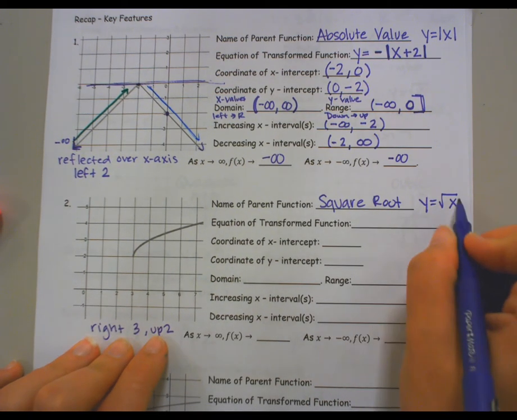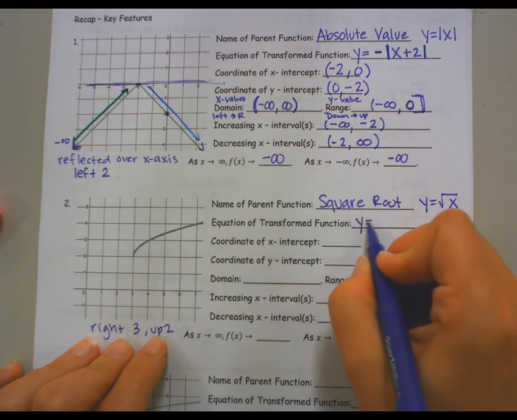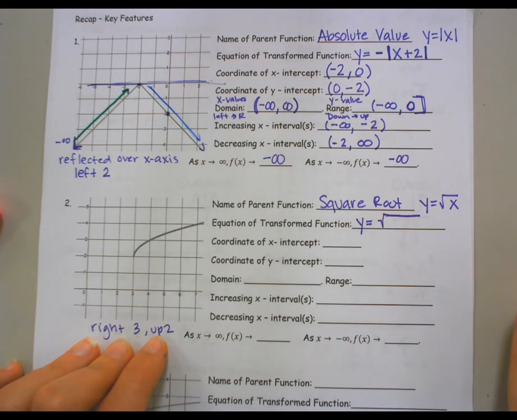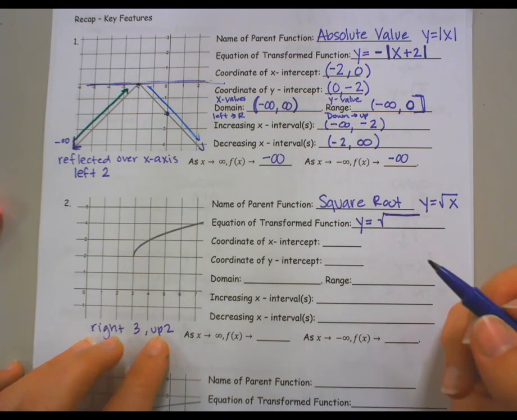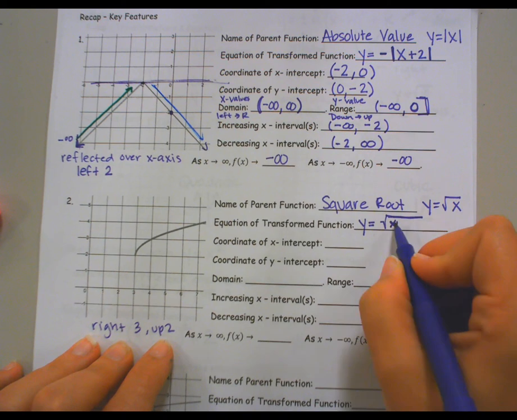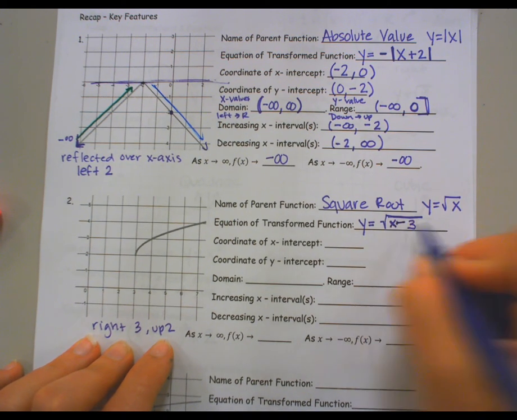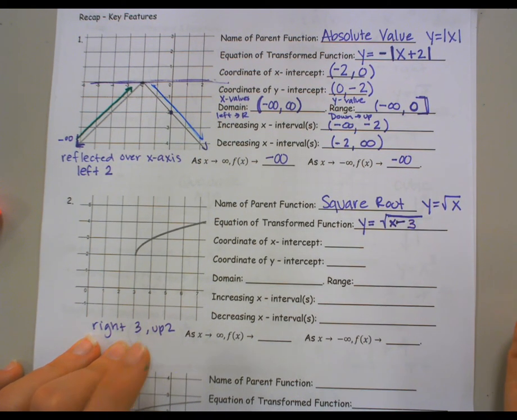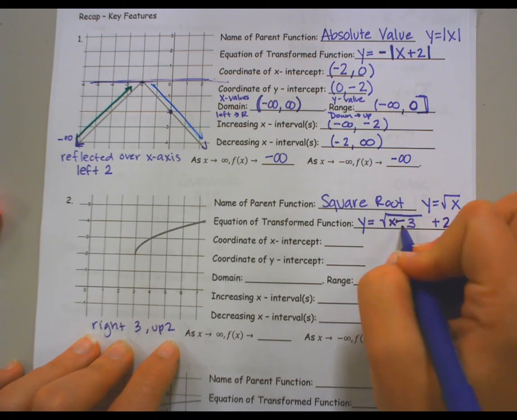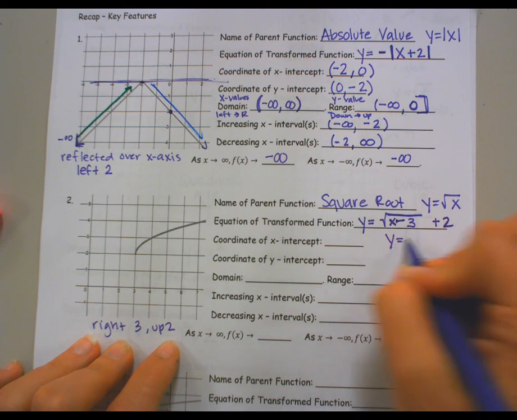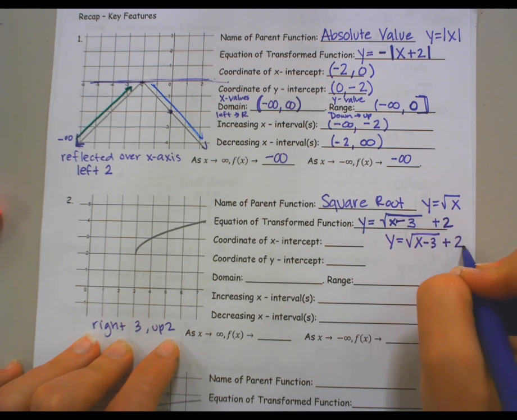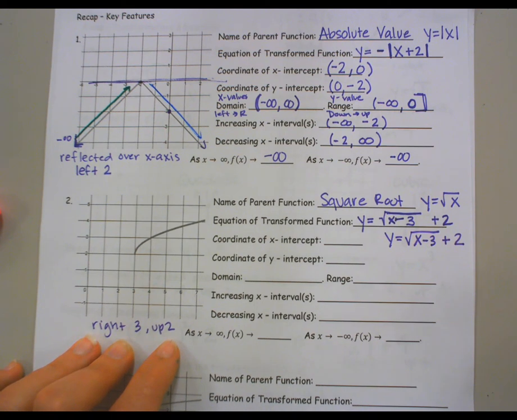So then when I write my equation, I have y equals, I don't need a negative because it didn't flip and it didn't stretch, so I keep it at nothing in the front. Right 3 means on the inside, I have a -3 with my x value. So I have x minus 3 on the inside. And then up 2 means outside of the square root, I'm going to add 2. So this kind of got messy. Let me rewrite it. The square root of x minus 3 means right 3, and then plus 2 on the outside means up 2. So that's my equation.